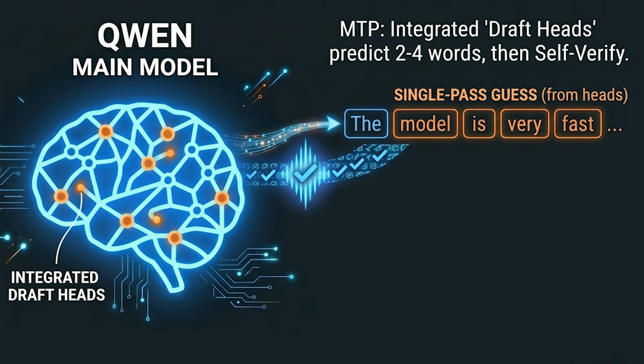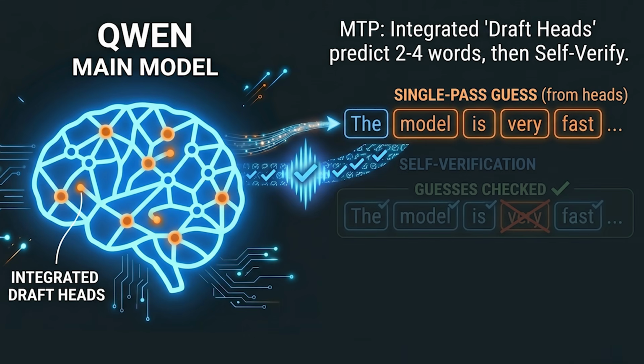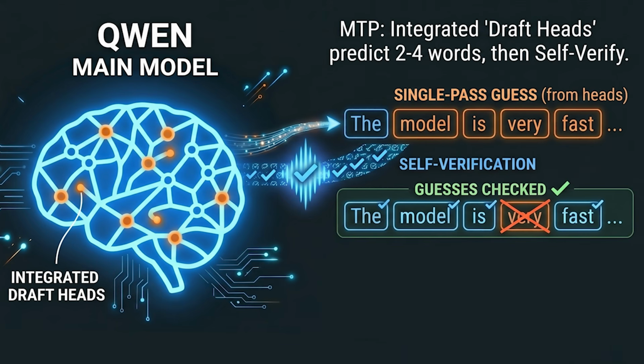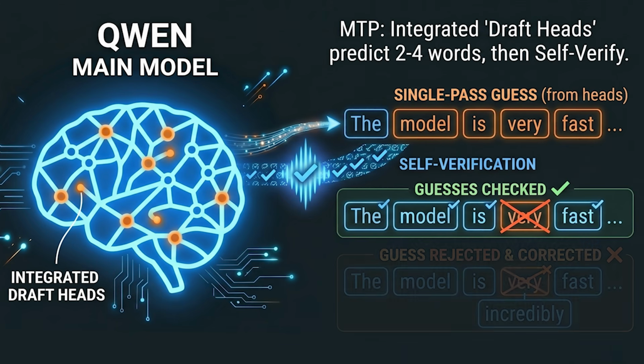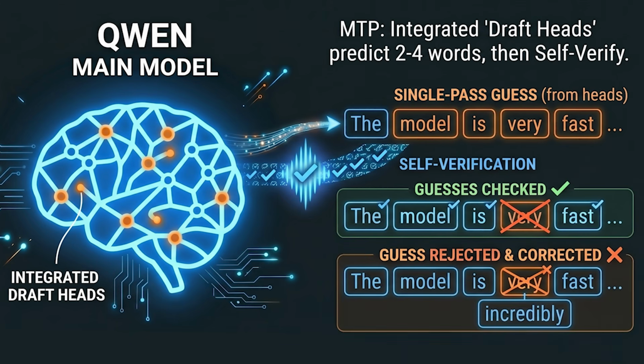It guesses the next 2 to 4 words in a single pass, and then the main brain of the model immediately verifies them. If the guess is wrong, it throws it out and writes the correct word itself. But if the guess is right, it accepts them all at once. Because the main model always has the final say, your output quality stays frontier level. It's essentially the same logic, just delivered faster.